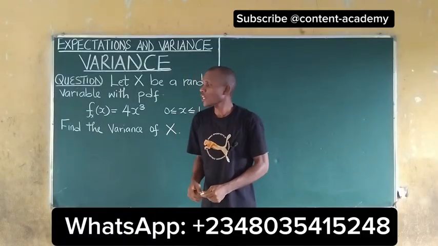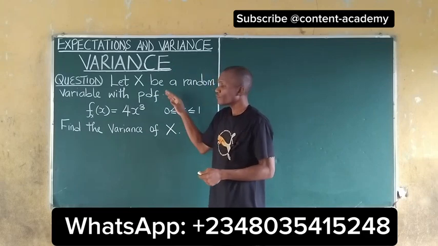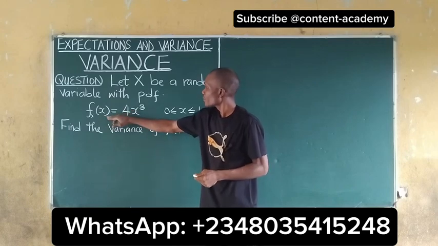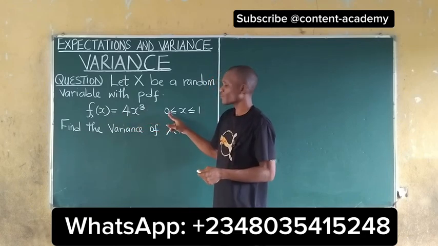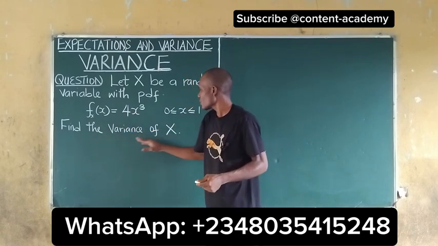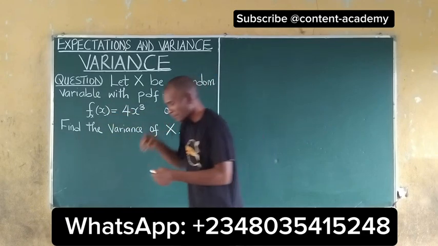In this video, we shall be talking about variance and we'll be solving a question on variance. For instance, we are given the PDF to be 4x raised to the power of 3, and we'll have a range from 0 to 1. We are asked to find the variance of x. That means this value here.